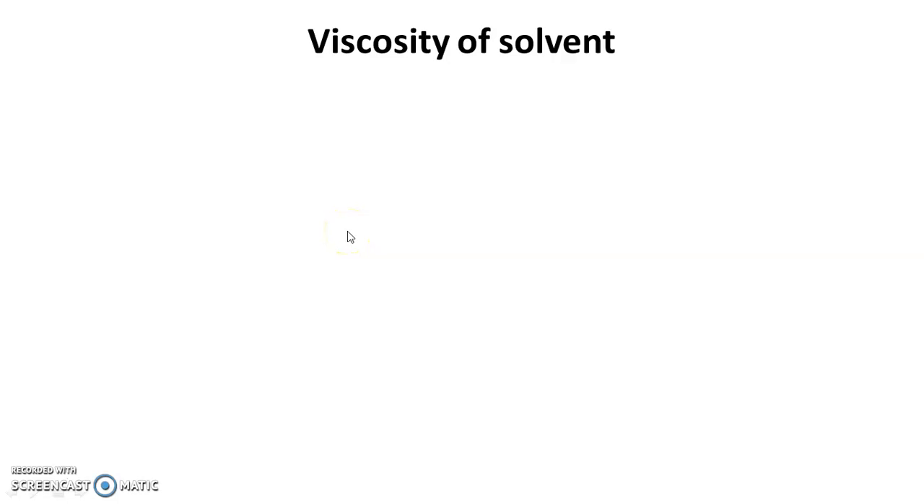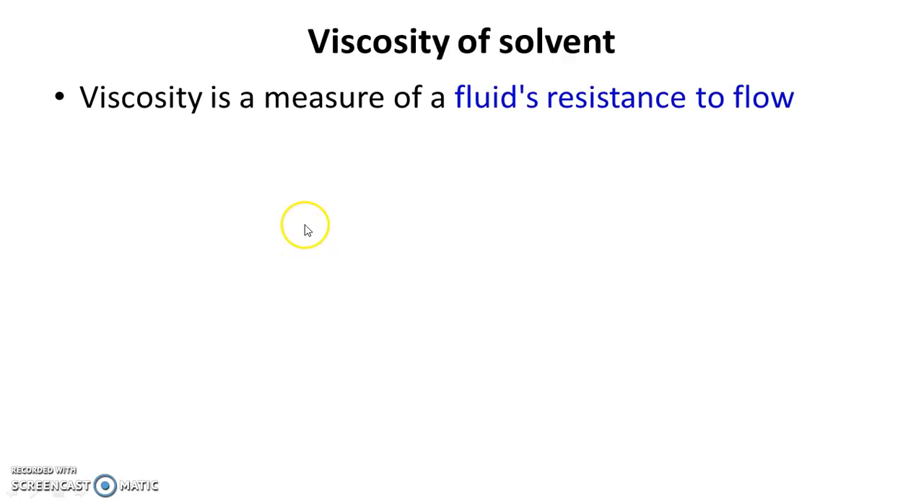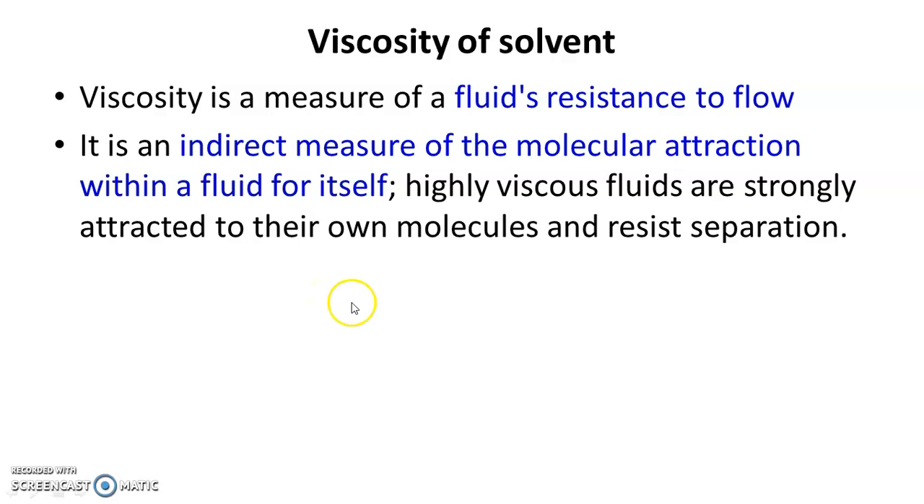Now the next physical property of solvent is the viscosity of solvent. Viscosity is a measure of resistance to flow of one liquid over the other, or resistance to flow of one liquid layer on the surface of another. It is a direct measure of the molecular attraction within the fluid itself, and highly viscous fluids are strongly attracted to their own molecules and they resist separation.